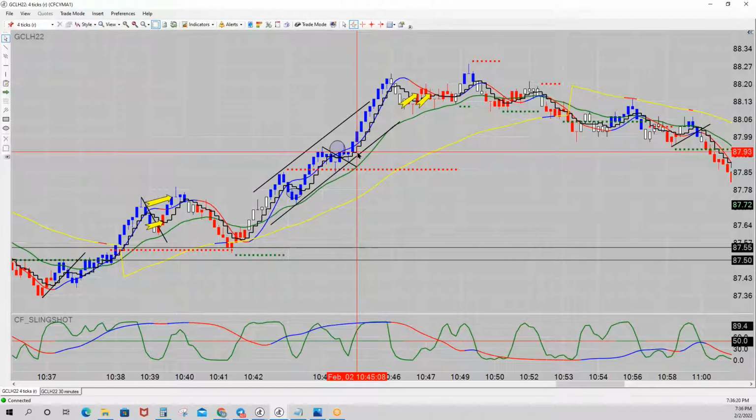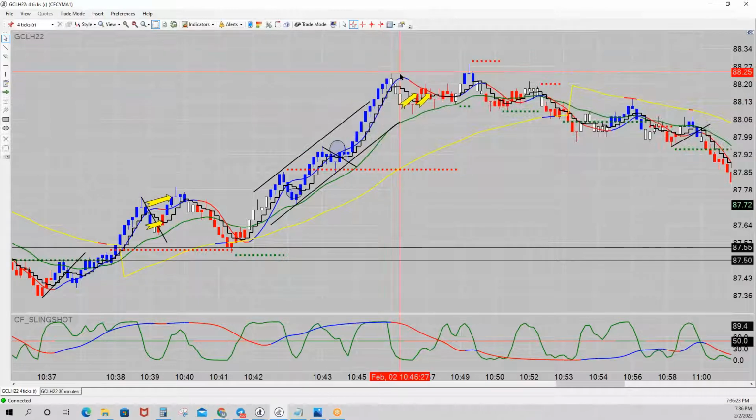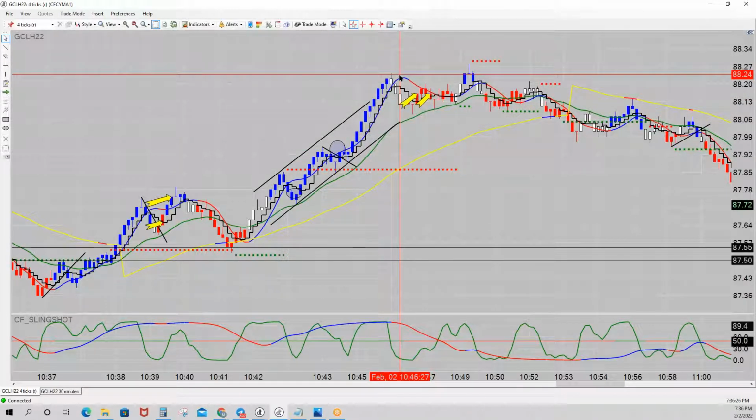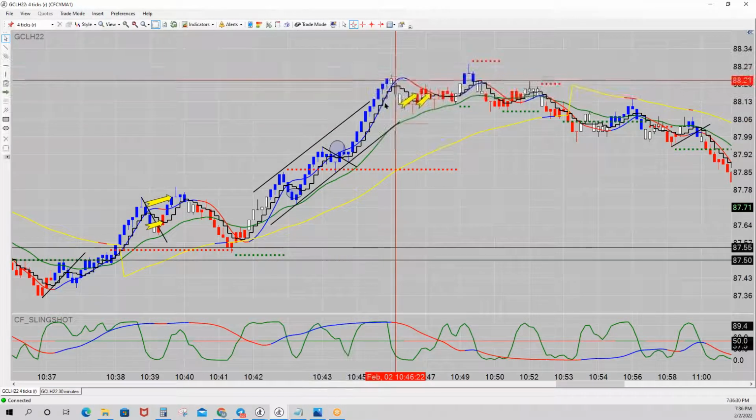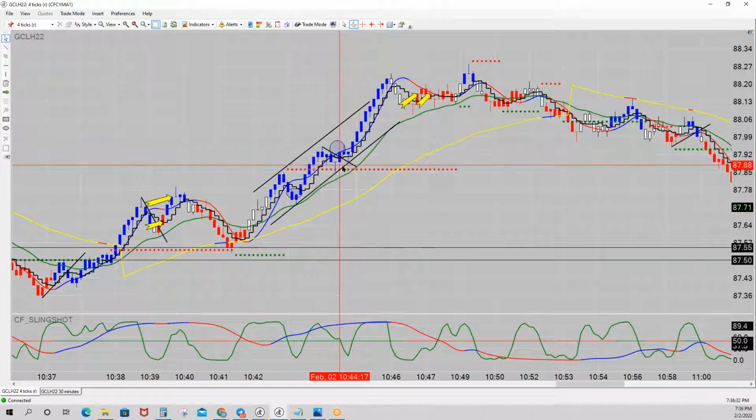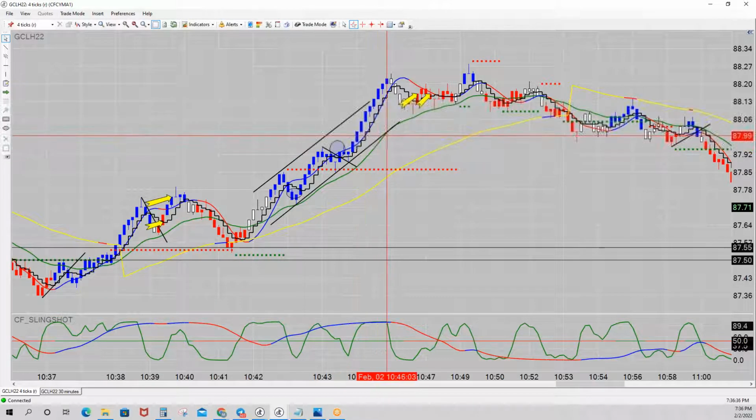This one, your entry point, let's say it was 87.94, maybe give a slippage, 95. It ran all the way up here to 88.24. So that's $290 a contract right there. And how long did that take? Well, this one started at 10:44.17 and ended at 10:46.03. So a couple of minutes.